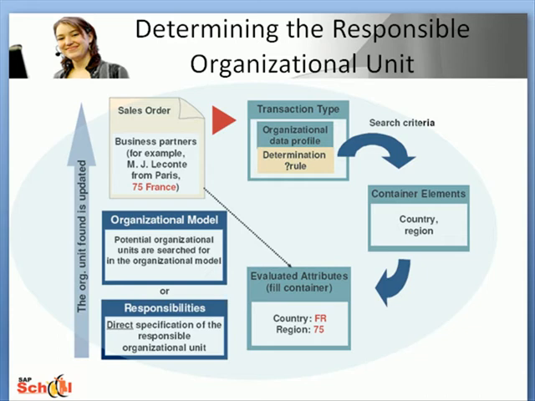To determine the org data automatically, the system reads the organizational data profile attached to the transaction type in customizing, and a determination rule is then derived from this org data profile. There are two types of determination rules possible: the org model based and the responsibilities based. The org data of the transaction header can be copied to the item level. There is no separate org data determination at the item level.